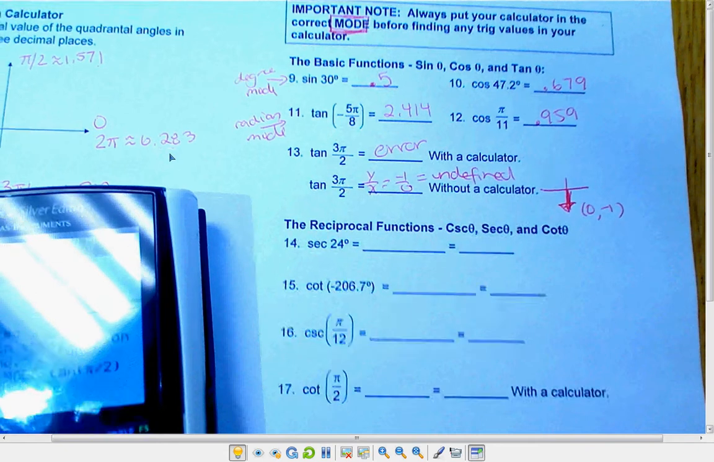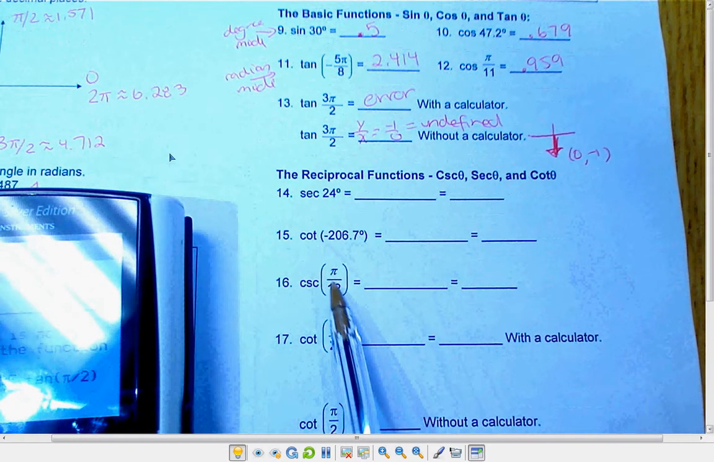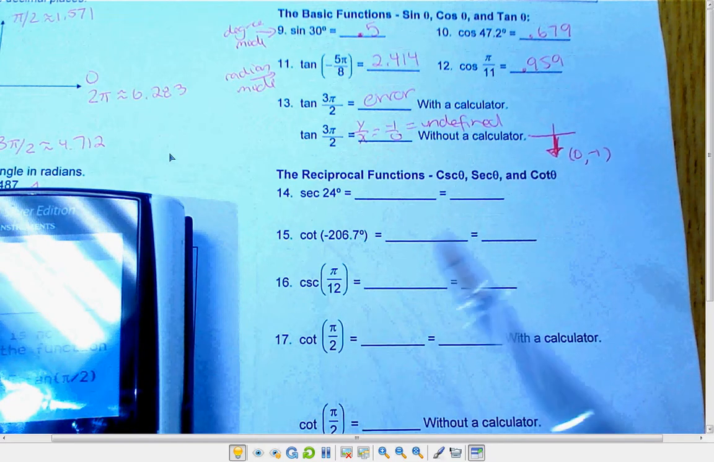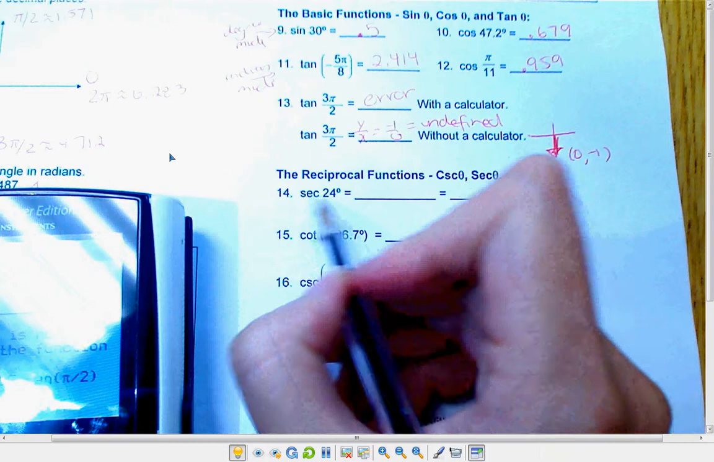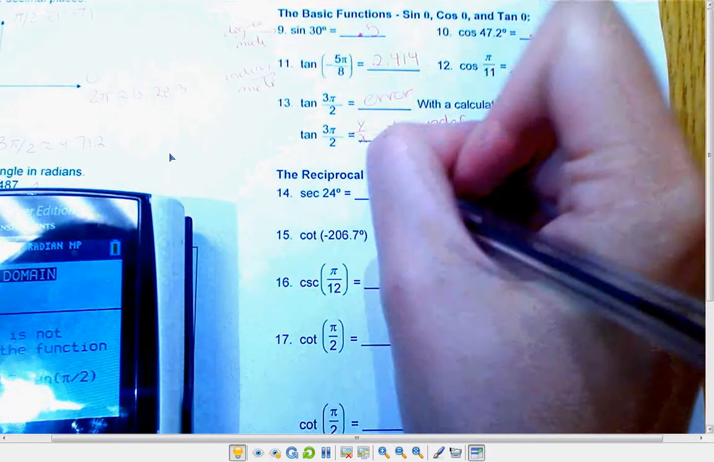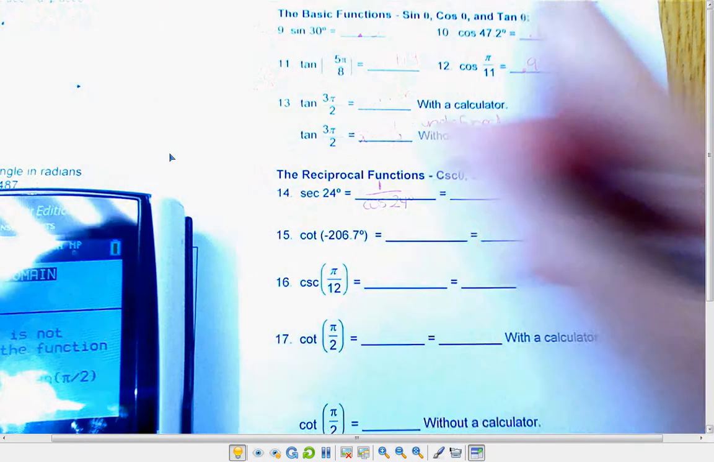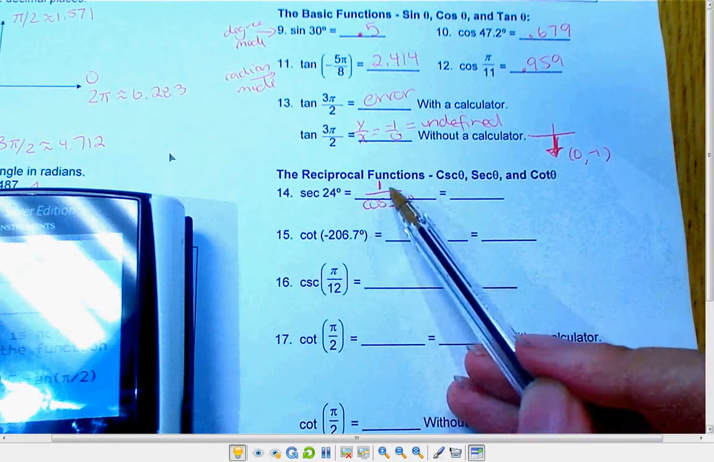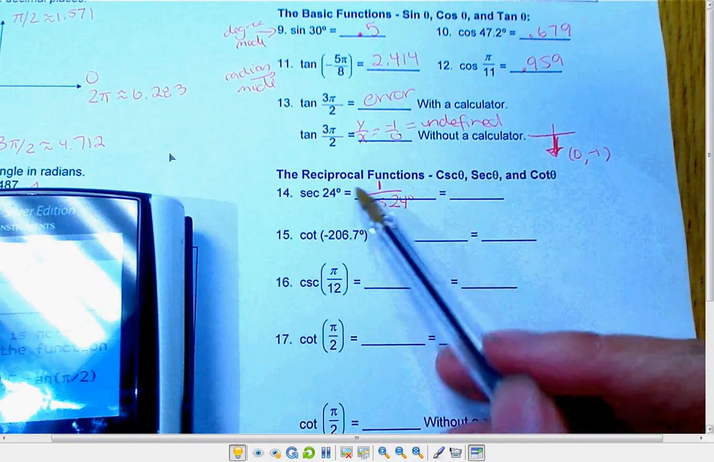Okay. Now when you have reciprocals, so instead of sine, cosine, and tangent, if you have cosecant, secant, or cotangent, we're just going to flip whatever we get for the reciprocal. So like secant is the reciprocal of cosine. So what I'm going to do is actually flip cosine of 24 degrees. And when I flip it, it's the same thing as putting, like if it was cosine over 1, it turns into 1 over cosine. So this is what I'm going to put into my calculator.